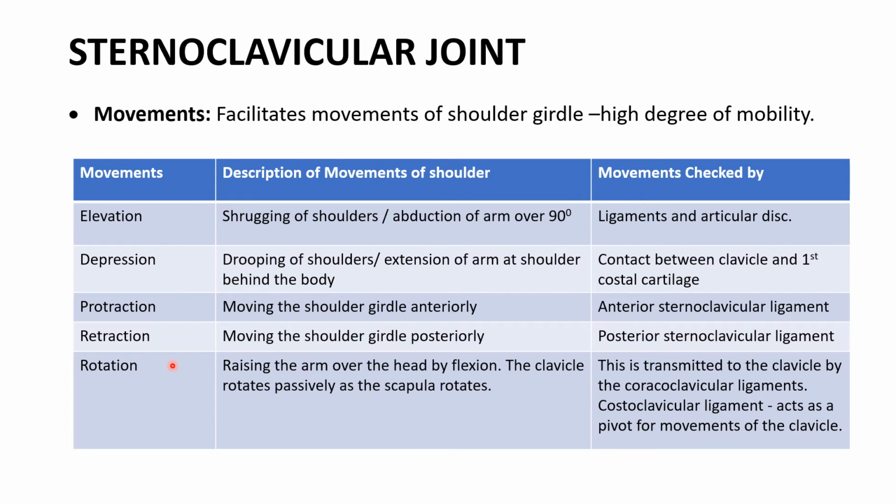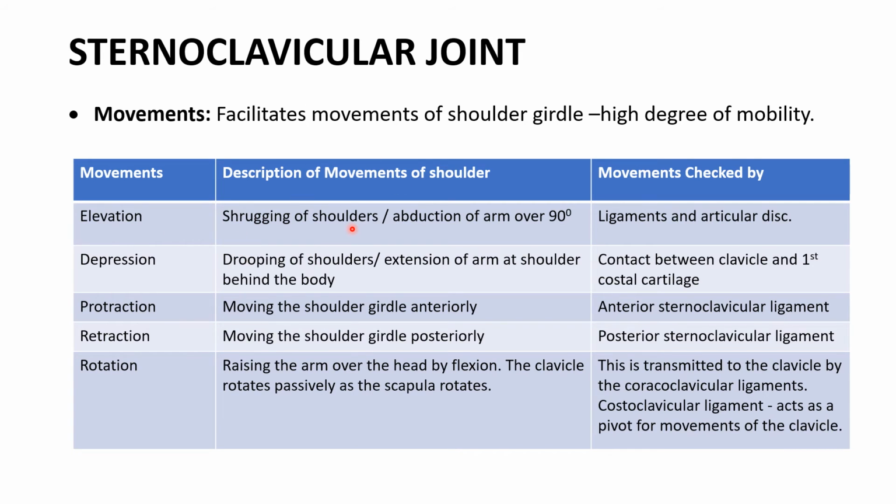Elevation is upward movement of the shoulder girdle, and depression is downward movement. Protraction is anterior movement of the shoulder. Retraction is posterior movement of the shoulder. And rotation, that is raising the arm over the head. So, how can you describe these movements?